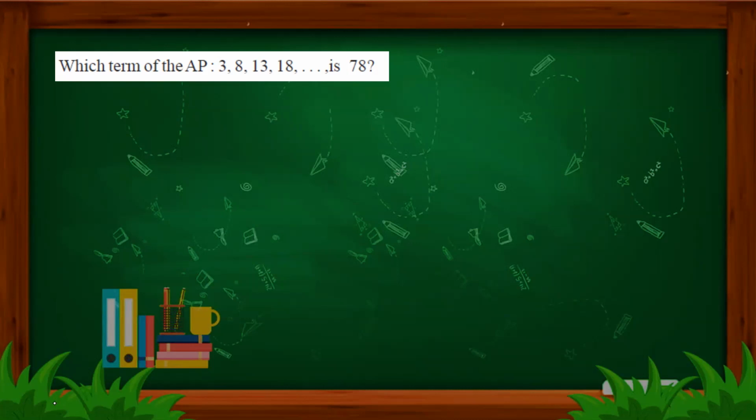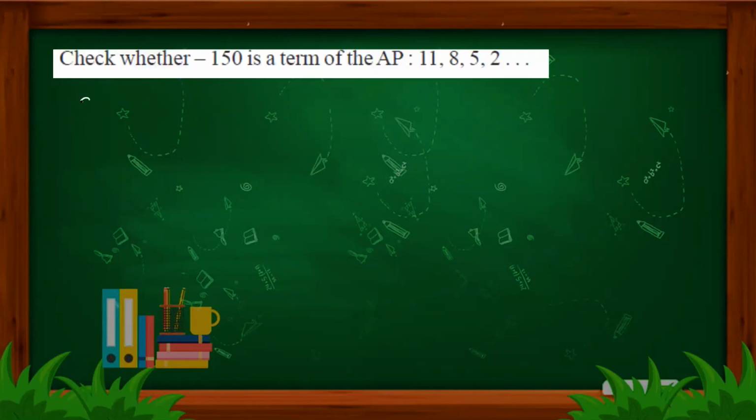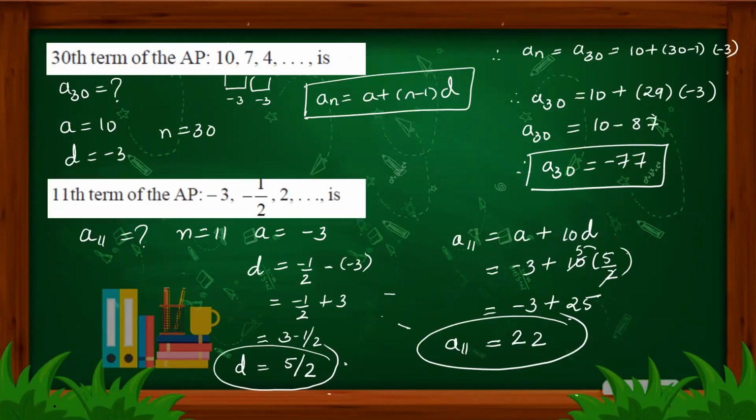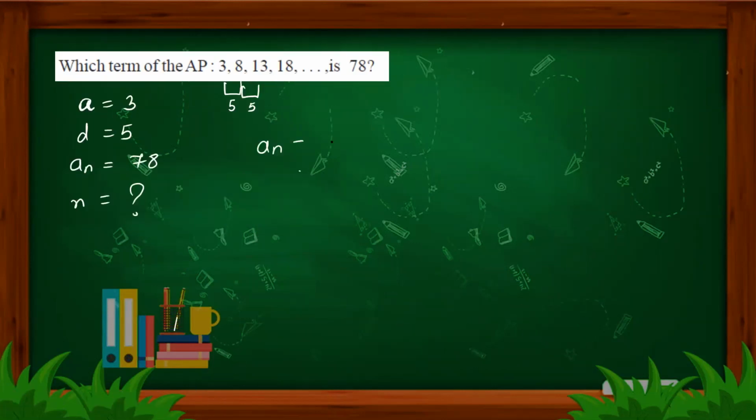In order to find out N, the first thing while solving such types of questions is to write down A and D. So A is 3. D, if you see, 8 minus 3 is 5, 13 minus 8 is 5. So D is equal to 5. Now, this is the nth term, 78. So your AN or TN is the nth term. You need to find out N. So let us put in the formula. What formula do we have? AN is equal to A plus N minus 1 into D. Write the formula, put it in a box.